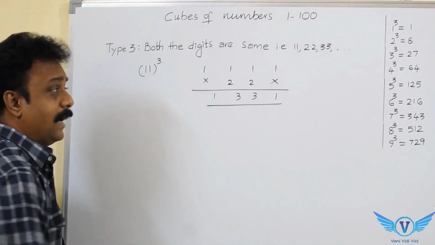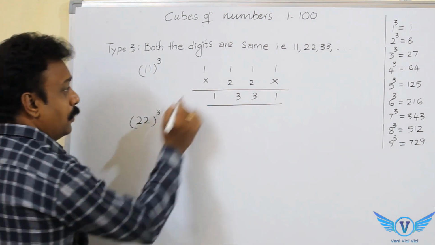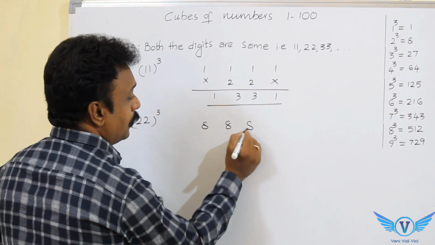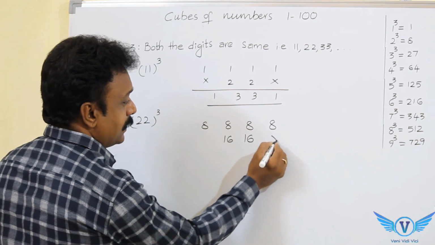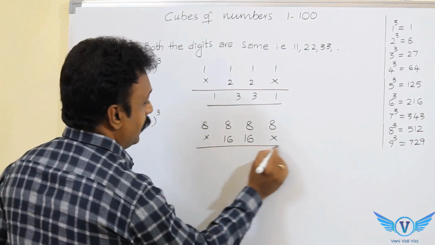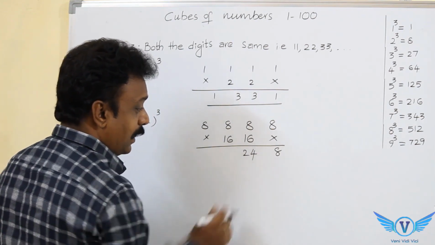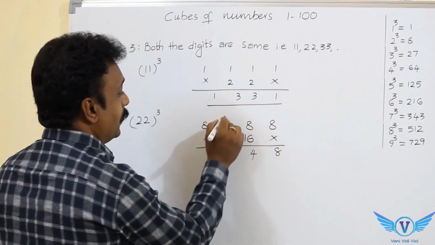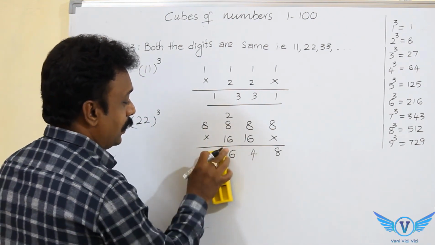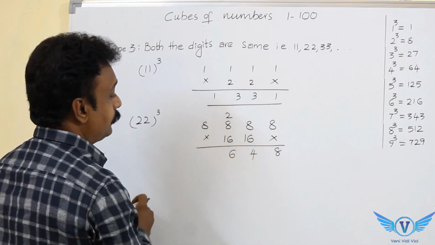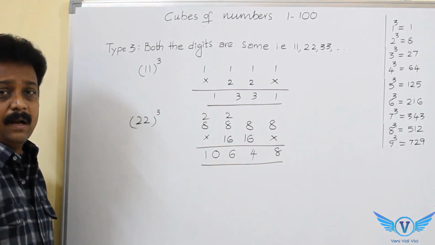Now let us take another example, 22 cube. So 2 cube 8, 2 cube 8, 2 cube 8, 2 cube 8. Double this number, 16, double this number, 16. We will leave these 2. Let us add 8. 8 plus 16, 24. But we will write 4 only. 2 will be carried. 2 plus 8, 10 plus 16, 26. We will write 6 only. 2 will be carried. 2 plus 8, 10. 10,648 will be your answer.